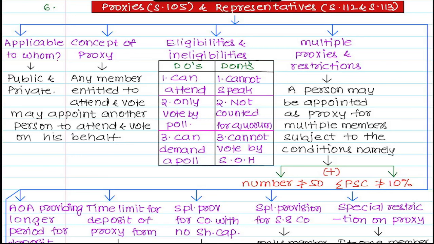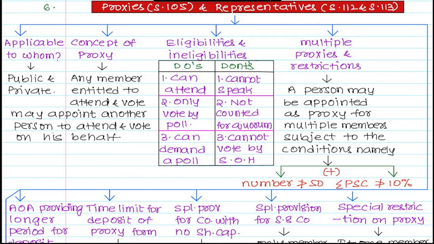One thing I wanted to tell. What are the don'ts? Are they important? What are the don'ts? Tell me. Cannot speak. Cannot be counted for quorum. Next one. Cannot vote by show of hands. Okay? Sir, you said he cannot speak. Then how can he demand a poll? That's why he can't speak, but he can talk.